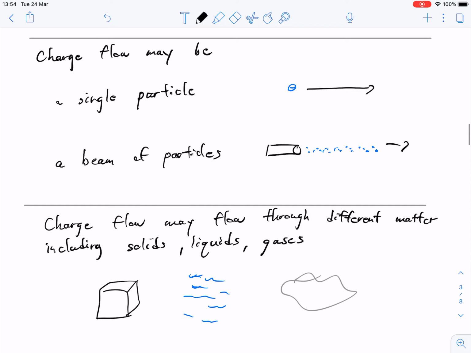Okay, next up, so charges can also flow as a single particle. So you might see questions where there is one single particle flowing through. There might be a collection of particles, such as a beam, or they might refer to it as a stream of particles. So there's quite a few things, but the idea is that there's a continuous stream or beam of particles flowing through.